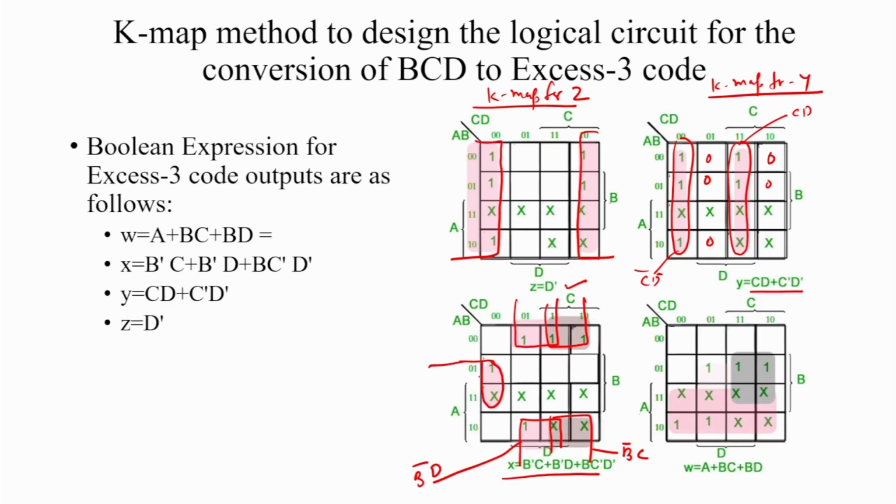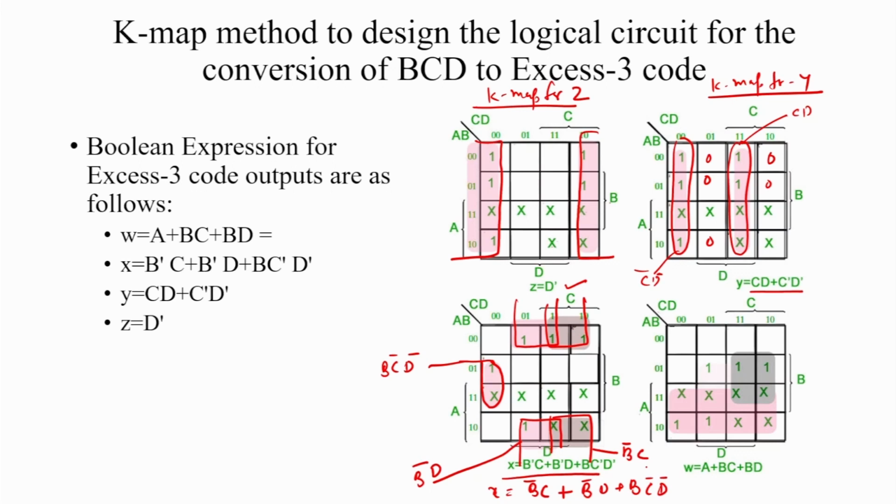Similarly, next is another group of 2 squares, and this group represents what value here? The value of C and D is fixed, and the value of B is fixed, this means B C complement D complement. This means the whole value x is written as B complement C plus B complement D plus B into C complement into D complement.